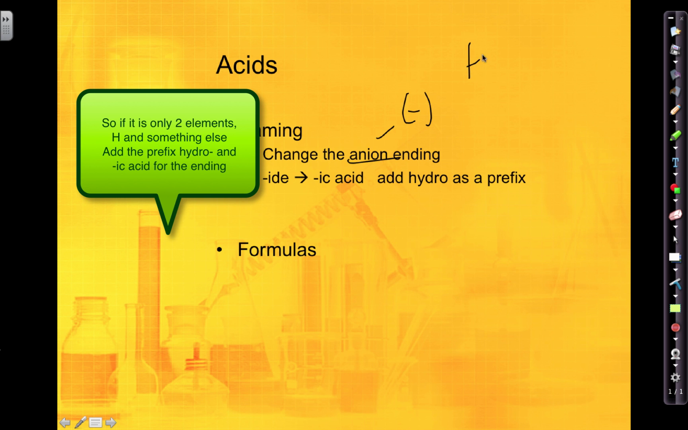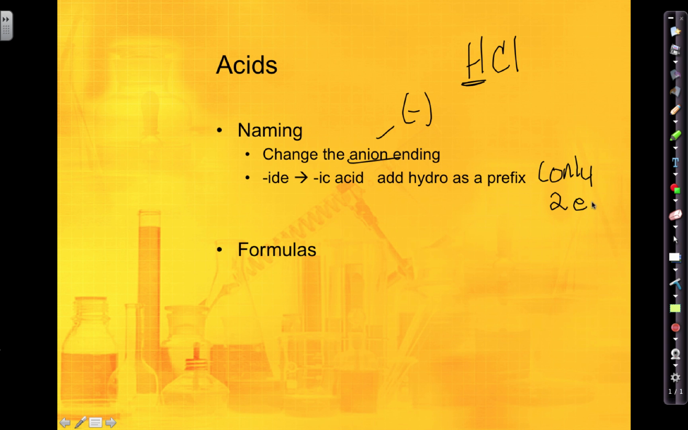So like if I have HCl, if I name this, it could be hydrogen chloride, but I would have to change that to name it as an acid because it starts with H. So it would be hydrochloric acid. So if it has only 2 elements, you have to have the hydro prefix and the ic ending.